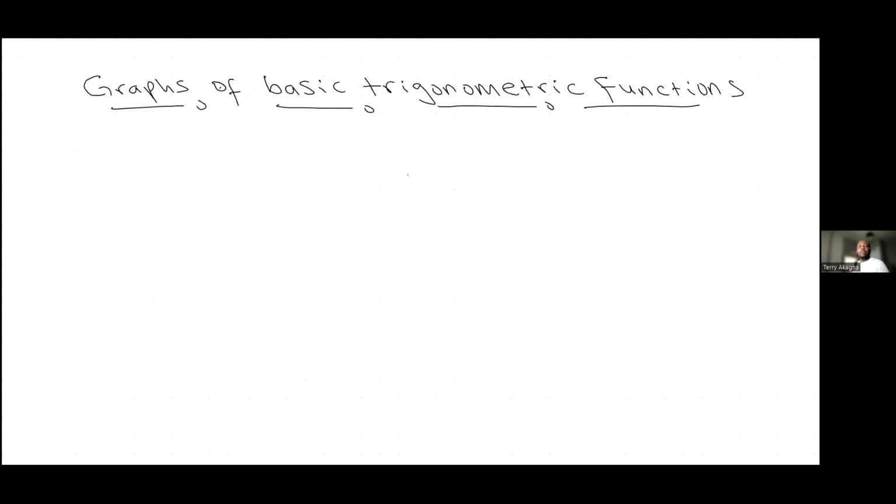So I'm going to talk about graphs of basic trig functions today. I will talk about the general shape of a sine graph, a cosine graph, or a tangent graph, and I will briefly state the key features of each of these graphs. Then in the next video, we're going to solve how to find missing angles and questions relating to sine, cosine, and tan.